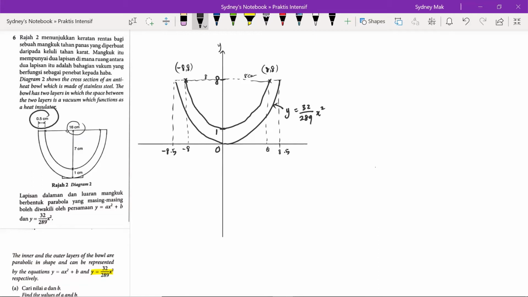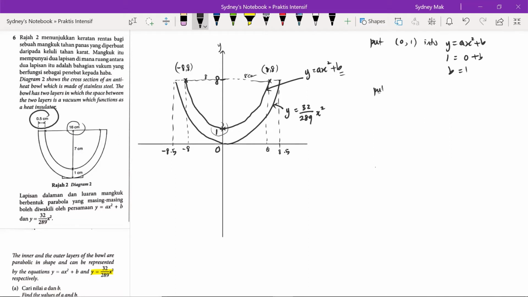Now, the inner curve is y equals ax squared plus b. So from the equation, we know that b is actually the y-intercept. So b equals 1. Or, to be safe, we can just substitute the point (0, 1) into the equation y equals ax squared plus b. Whenever we see y, we put 1. Whenever we see x, we replace with 0. So plus b. So we found b to be 1.